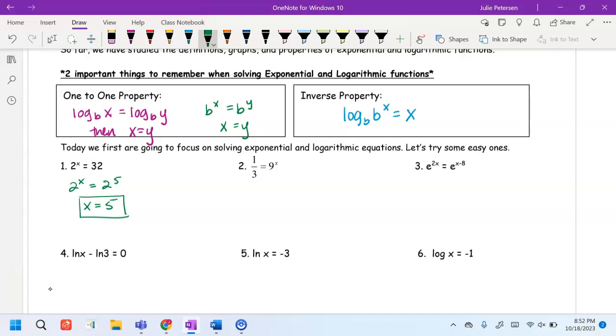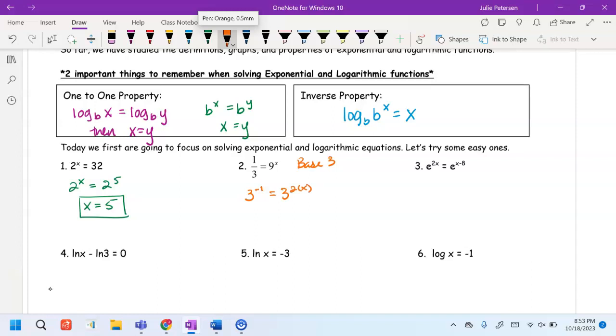If we look at number 2 and we're looking for, well, what's our common base on either side? We've got 1/3 and 9. So you do want to identify that that's base 3. We can put both sides in the same base, so we're going to do that. 1/3 becomes 3 to the negative 1. That's how we get our fraction. And then 9 is 3 squared, and then bring down that power of x.